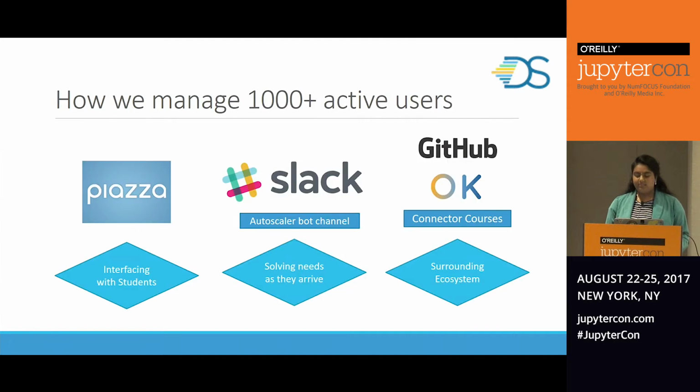So how do we manage our 1,000+ active users? We use Piazza, which is a discussion forum for students to post and ask questions and instructors to answer them. And students can answer other questions of other students as well. And then we also use Slack, which is a messaging app. And in that, we've developed an autoscaler bot channel to tell us real-time statistics of what's happening with JupyterHub. And this is mostly from the staff side to manage internal communication.